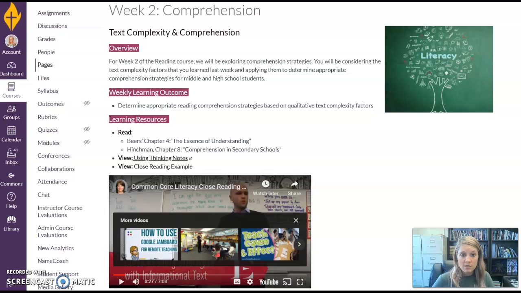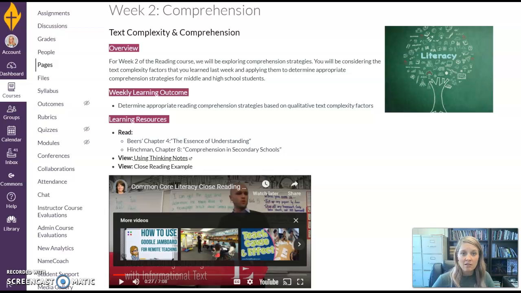Most of you also read about text complexity and the fact that we look at quantitative factors of text complexity, but then there's also qualitative factors of text complexity. In terms of quantitative factors, those are factors that are often even machine generated. In fact, if you go to Lexile.com, you can type in a textbook or several different books and figure out what the Lexile level is.